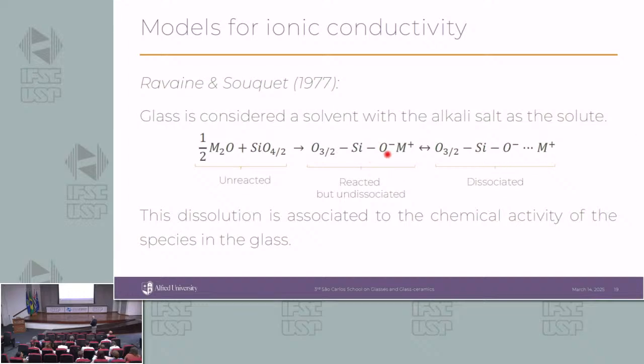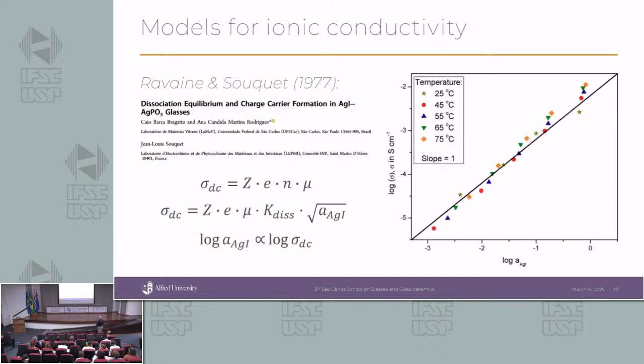And once you're here, you're going to have this dissociation equilibrium. So you're going to be jumping back and forth. You have this alkali metal here with this non-bridging oxygen, or it's going to be far enough, thermodynamically speaking, that it's going to be considered dissociated. Taking that rationale, we have this proposal in which the number of charge carriers is going to be proportional to the dissociation constant times the square root of the chemical activity of silver iodide.